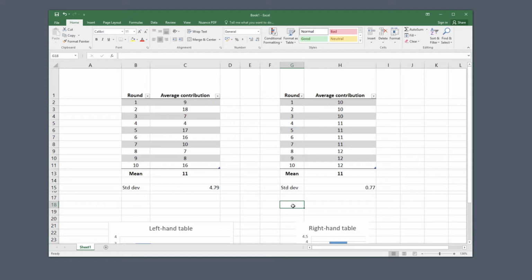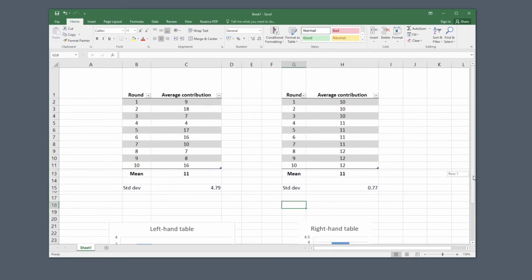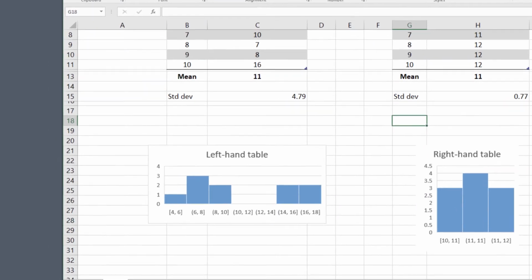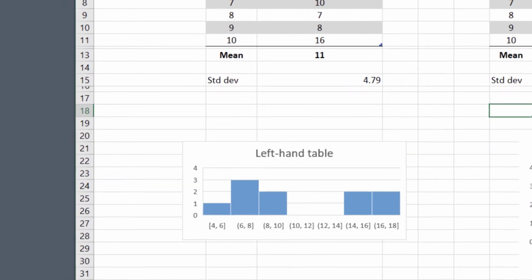There's a handy rule of thumb for standard deviation. 95% of your data should be within 2 standard deviations of the mean. Now, it's quite a small data set for either of these tables, but let's do it for the left-hand table. Twice the standard deviation is about 9 or 10, and the mean is 11, so that means that all the data should fall in the range between about 1 and 20, and as you can see, that's true.